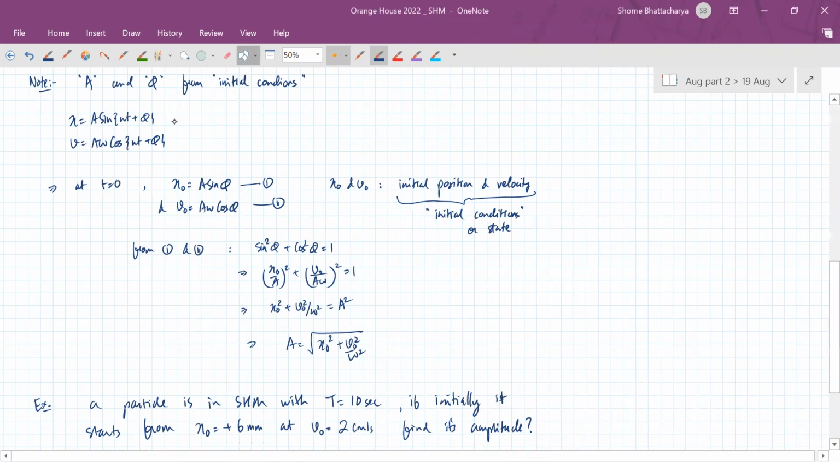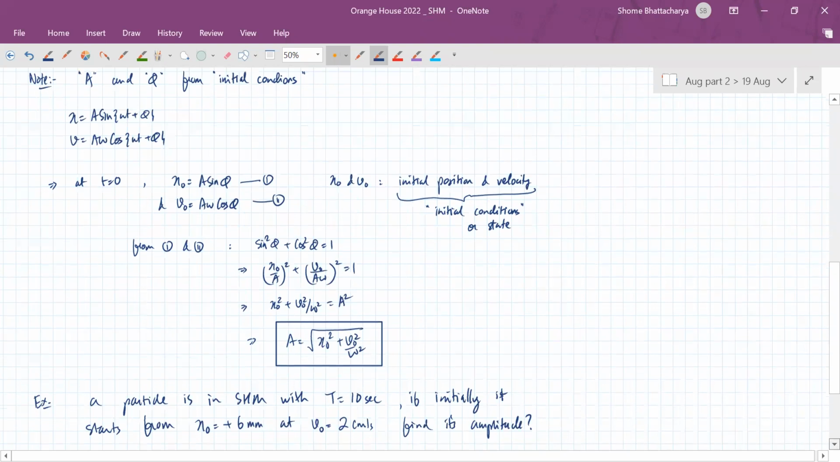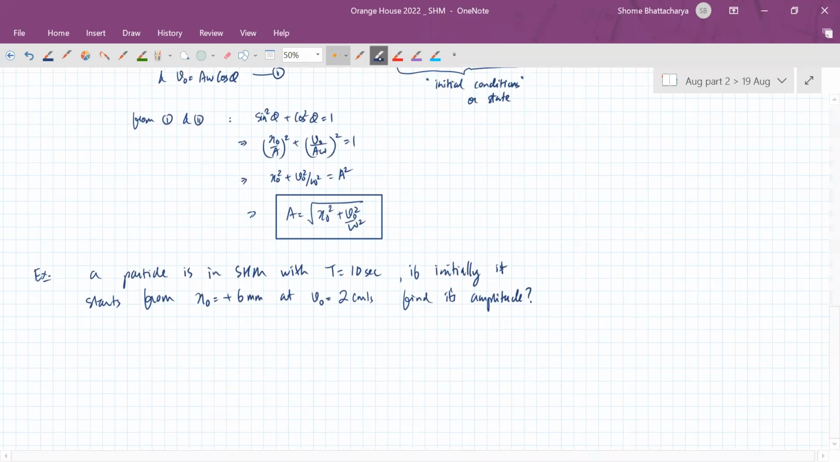Okay, so people, first of all, hope this equation is clear how it has come. Okay. So this is something very important to remember. The relationship between amplitude and the initial state, that is the initial displacement and initial velocity in an SHM. So let's understand this question now. In this, see, time period is given to us as 10 seconds.